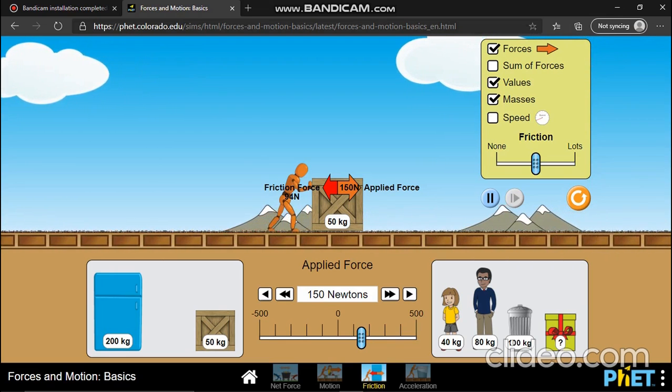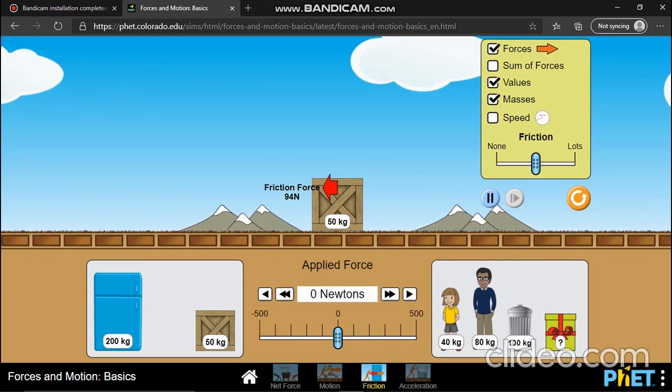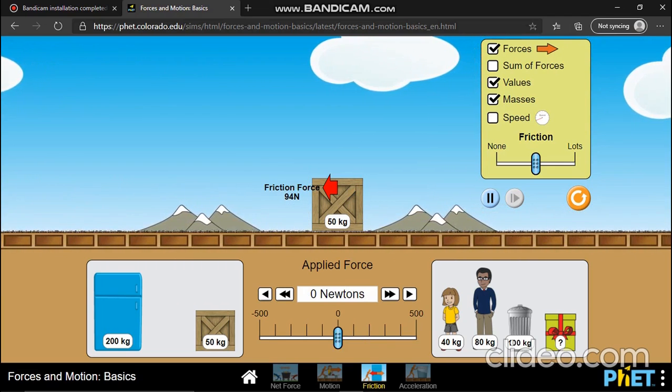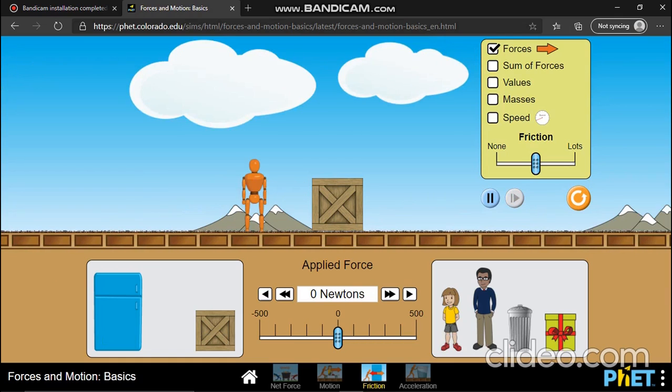So for the second experiment, we raise the mass of the box from 50 kg to 100 kg and try to push it with a lot of friction, and we try to see what happens in this simulation. We can start now.